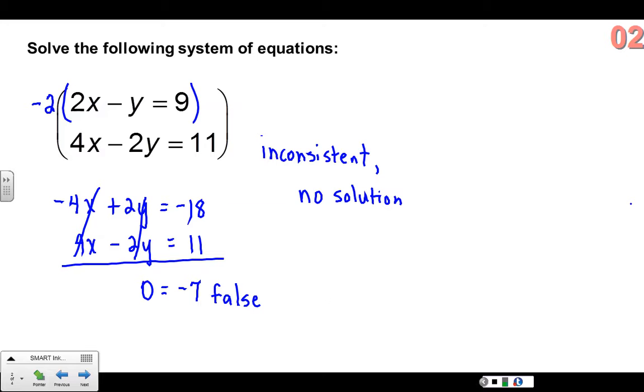And the reason is, if you look at this, your ratio of x to y is the same in both equations. Those would be parallel lines. Parallel lines would never intersect each other. So this is an inconsistent system with no solution.